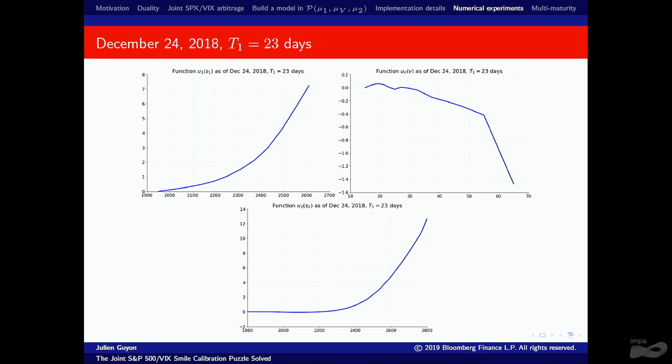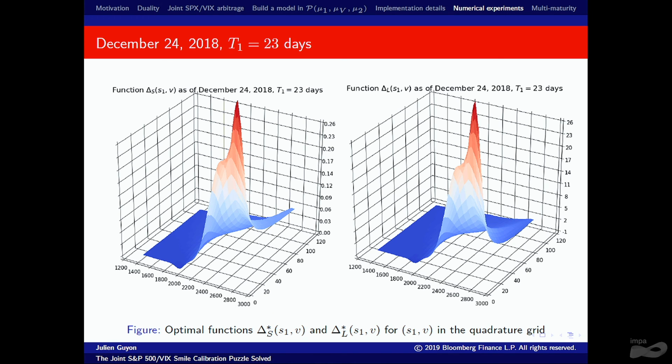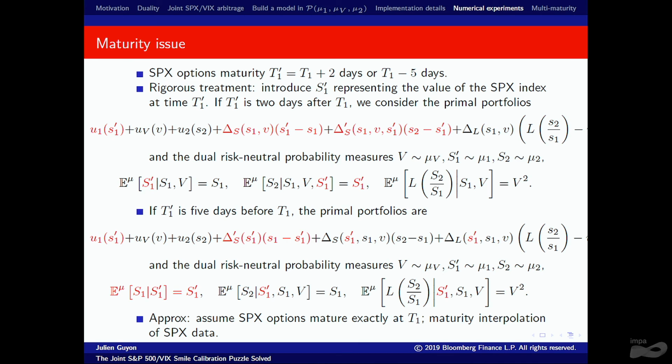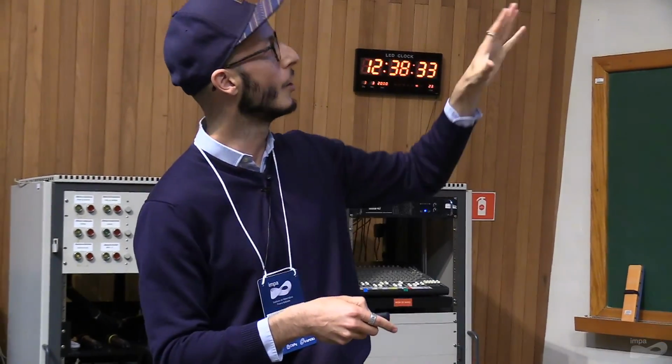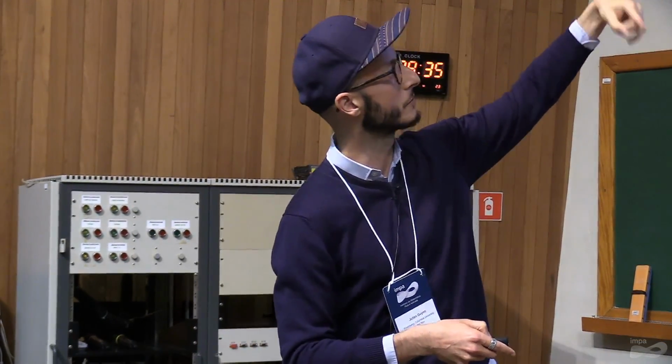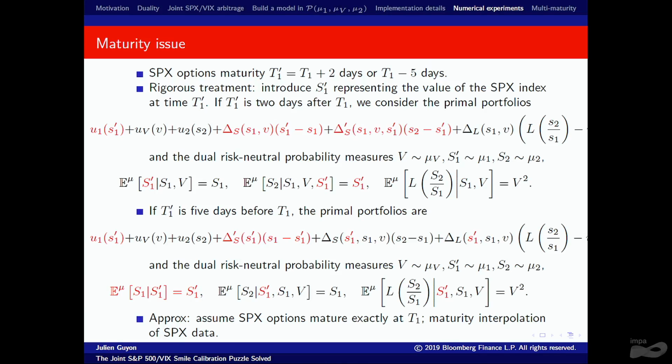So that's the price, and you have also the same. Even in that case of very large volatility, you have the same shape for the two deltas, the same shape as for a low volatility environment. I don't have to tell you about the maturity issue. You have maybe 2 days of overlap between the two VIX maturities. So if you want to be extremely precise, you need to add another maturity T1 prime, but that's doable.